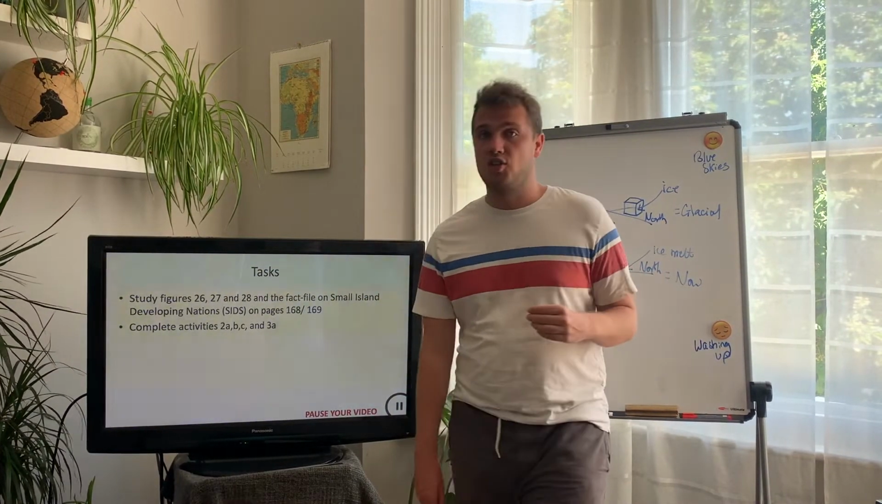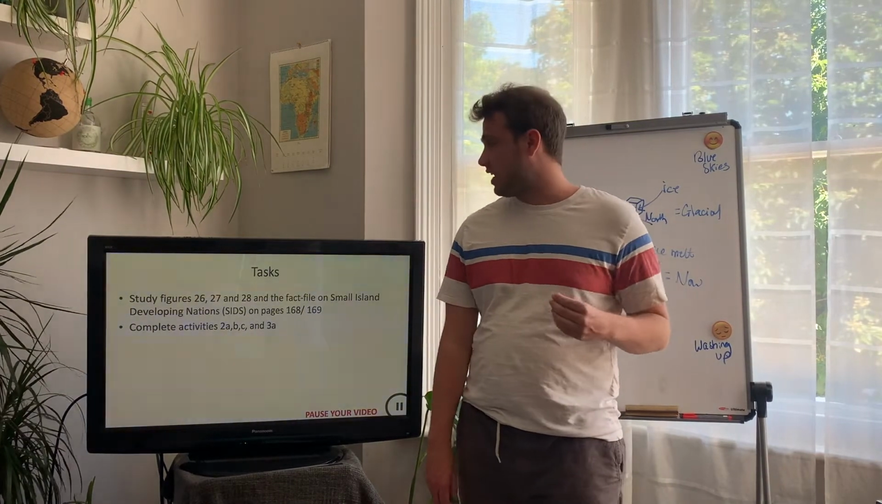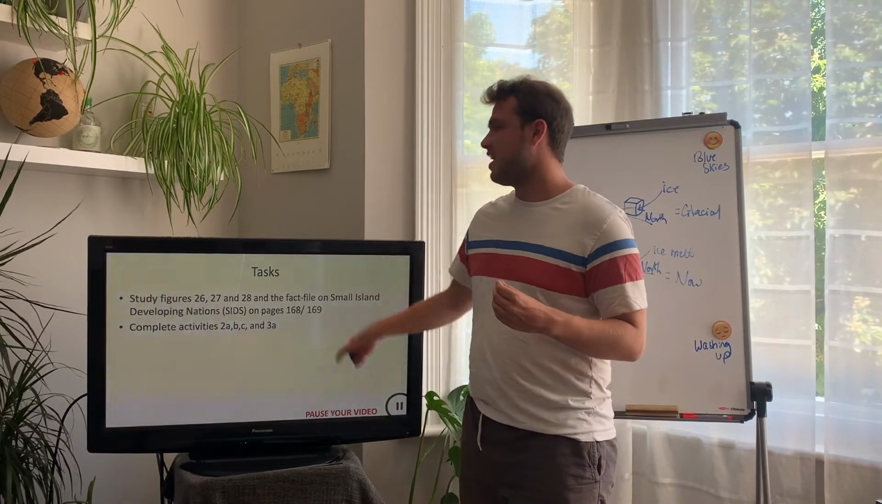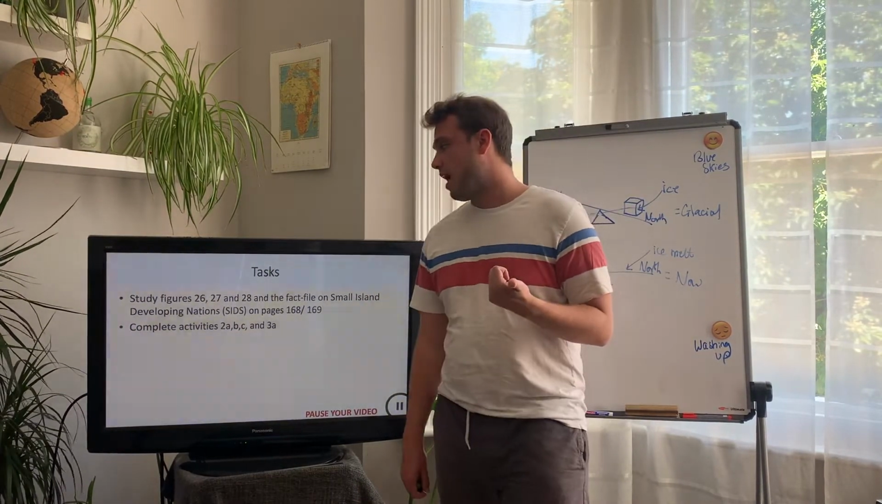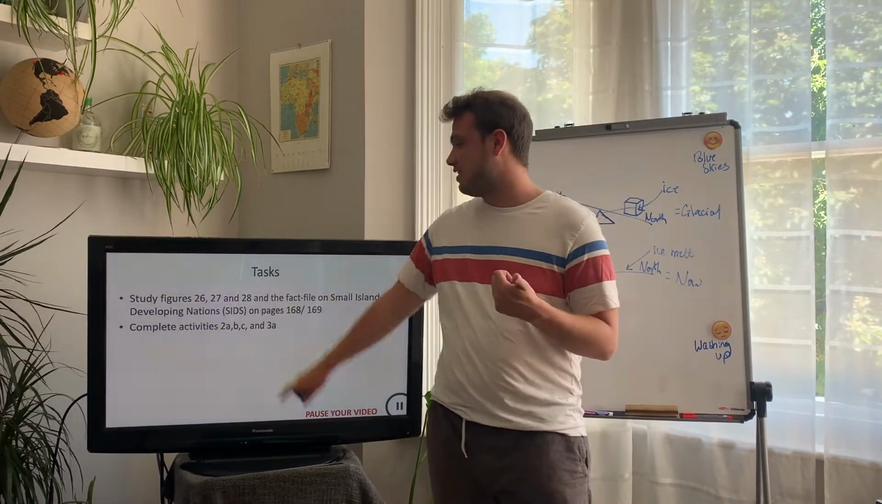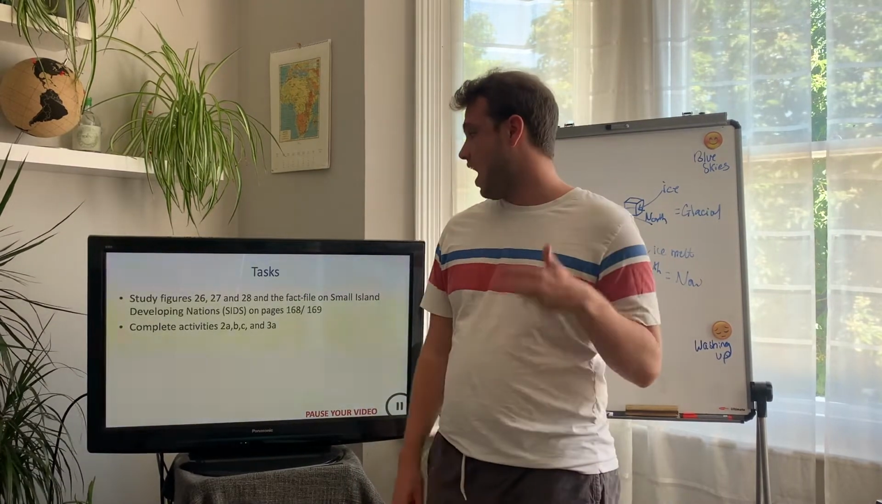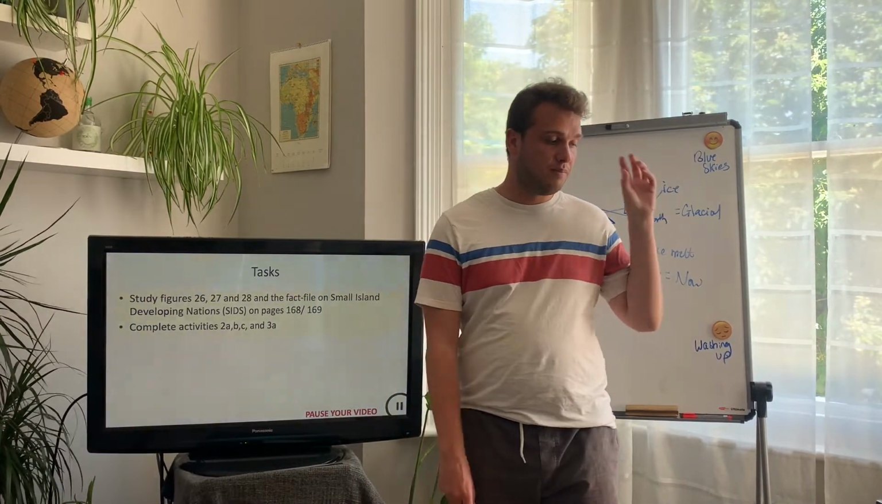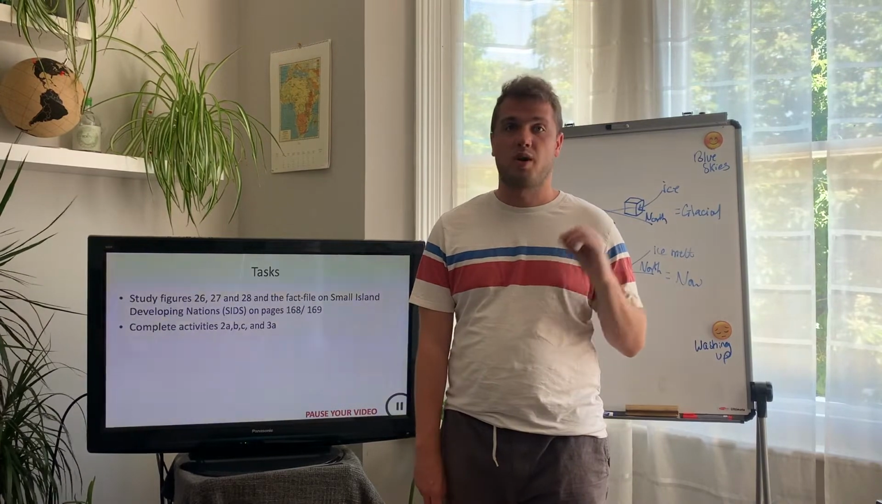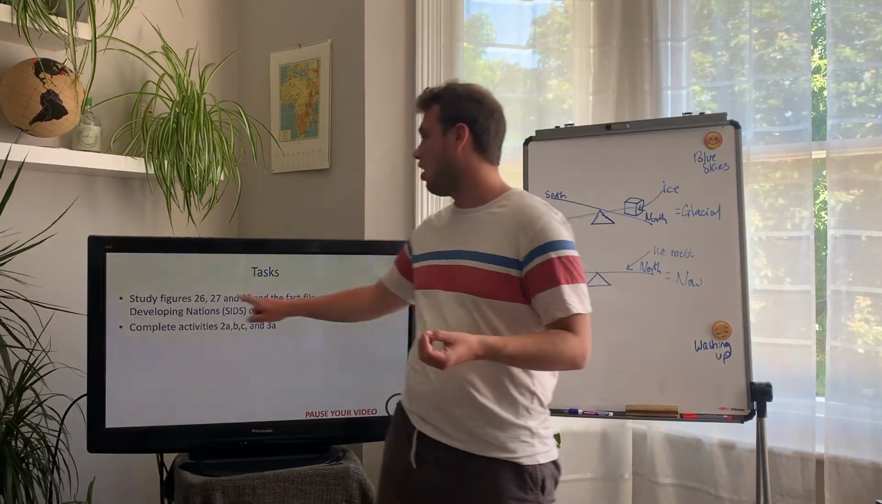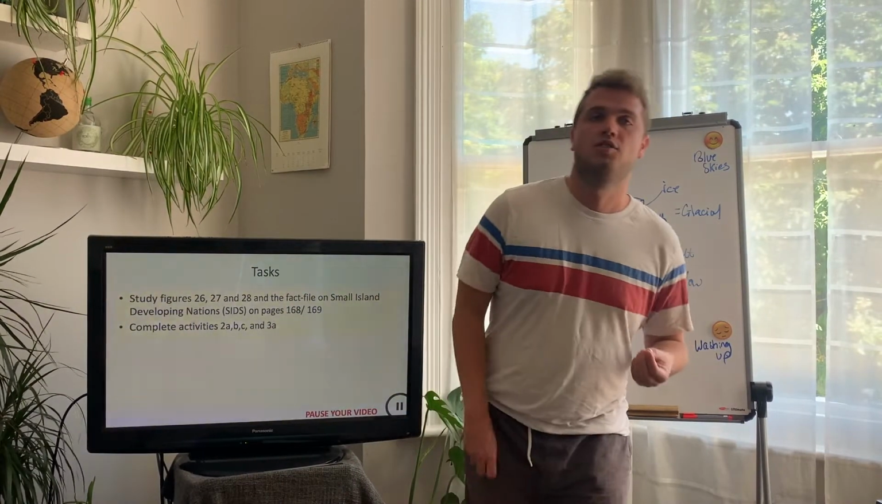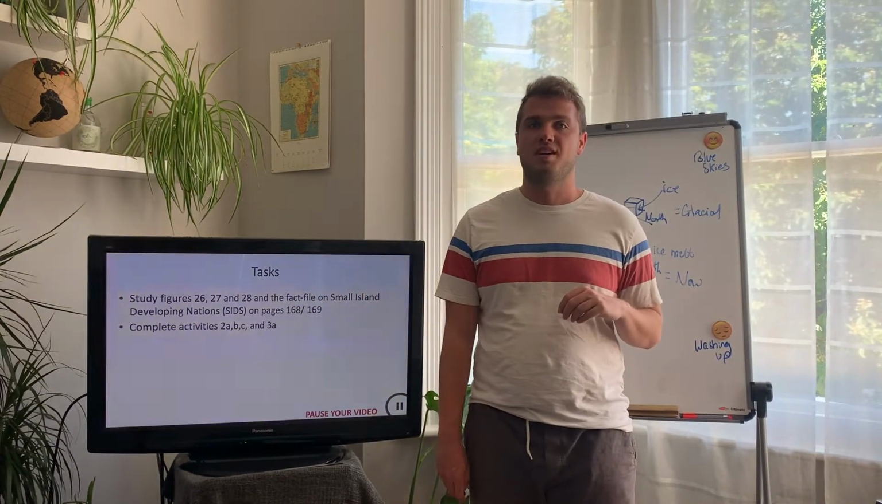So what I want you to do is go back to your textbook again, and you're going to go to page 168 and 169. And I want you to have a look at the different figures in the textbook. And I want you to complete the 3 activities. So 2A, 2B and 2C, and 3A, which are at the bottom part of the textbook in the green box. So again, you're going to answer these in full sentences, and I want you to do it under a little heading of Small Island Developing Nations, okay? So have a go at that, and we will be done for today.